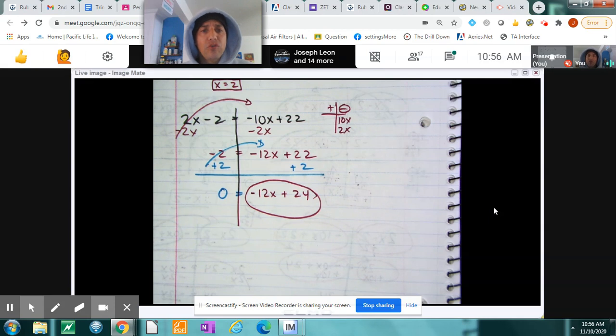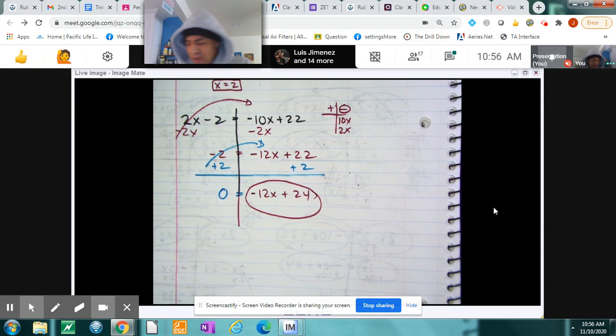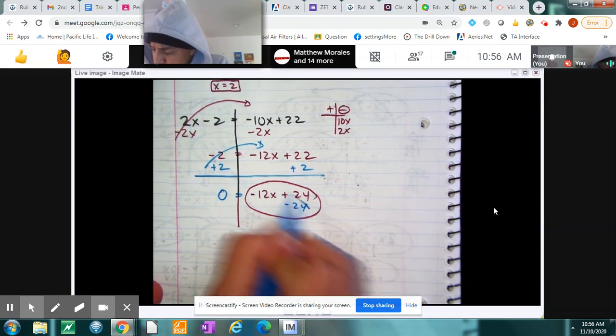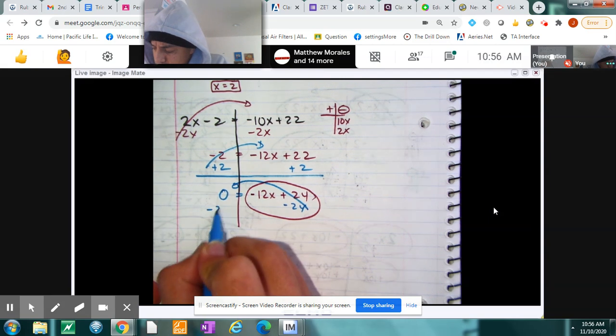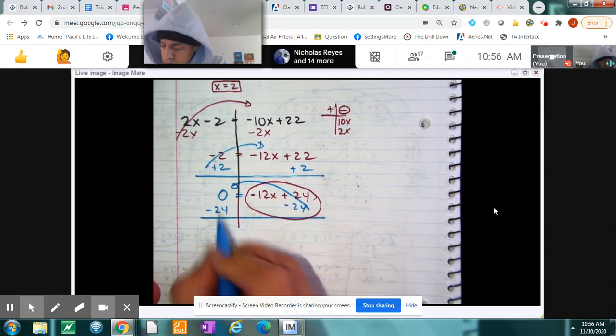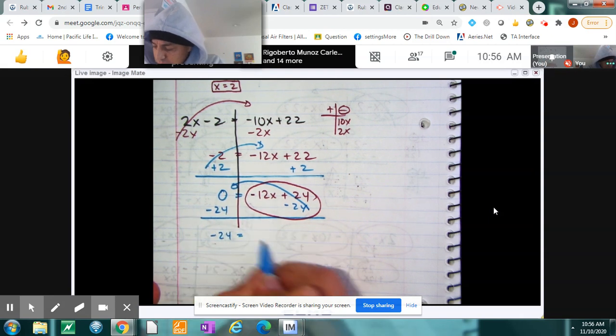So let's call Joseph Leon. What do you want to get rid of? The negative 12x or the 24? It's 24. Yeah, that's fine. So let's throw it out by negative 24. You see? Missile. Negative 24. See that? So 0 take away 24 is negative 24, which is equal to negative 12x.